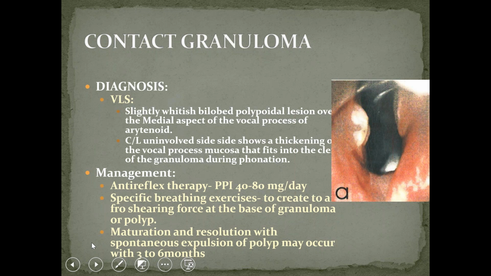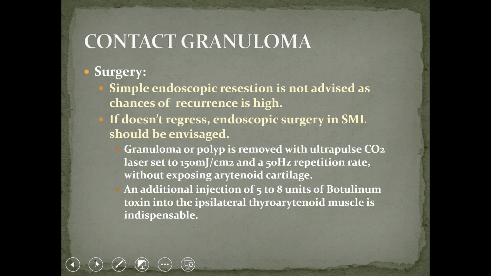Maturation and resolution with spontaneous expulsion of the polyp may occur within 3 to 6 months with the medical treatment. If not, then we should go for surgical treatment. Simple endoscopic resection is not advisable because there is a high chance of recurrence. So endoscopic surgery using suspension microlaryngoscopy should be done. The granuloma or polyp is removed with an ultrapulse carbon dioxide laser set at 150 millijoules per square centimeter.